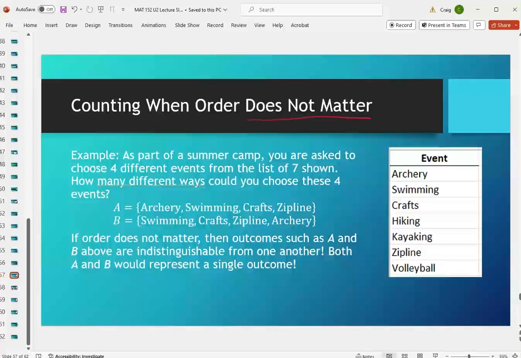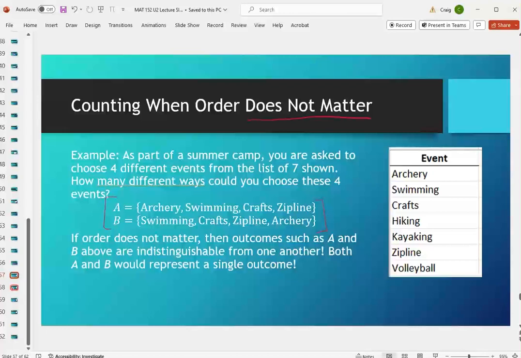Well, if we look at choices A and B here: archery, swimming, craft, zip line, and swimming, craft, zip line, archery. If the order of the events doesn't matter, then A and B here are indistinguishable from one another. These are the same outcome. We would count them as the same outcome if the order doesn't matter, and so we wouldn't consider these 2 things to be different outcomes.